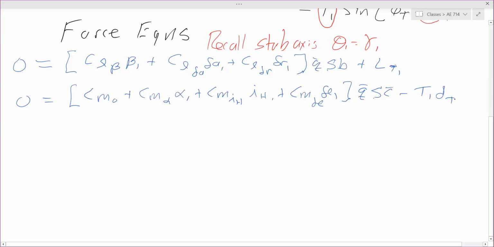And there's that thrust times the moment arm that gives you the pitch. So the DT is that moment arm of the thrust line, remember, above the CG. And then here's the yawing moment.